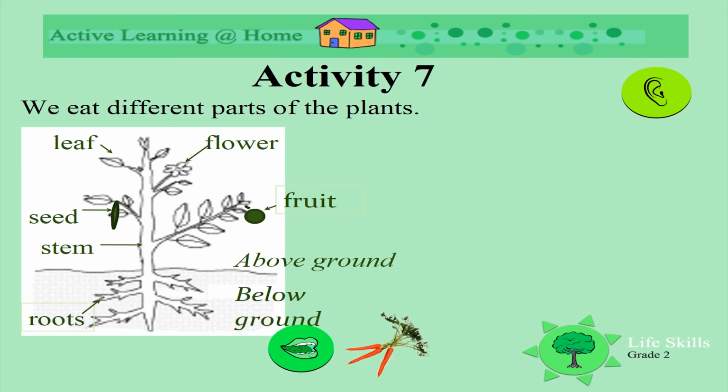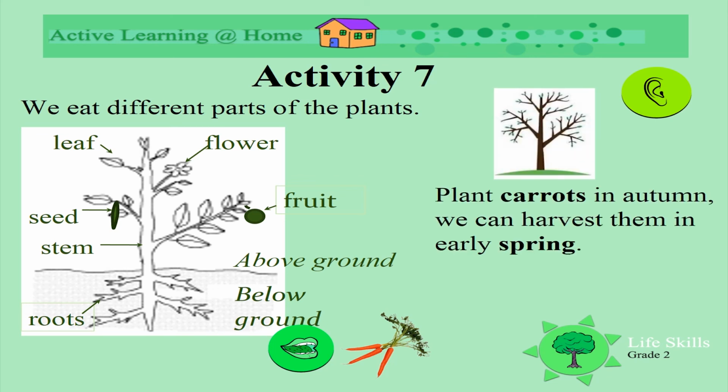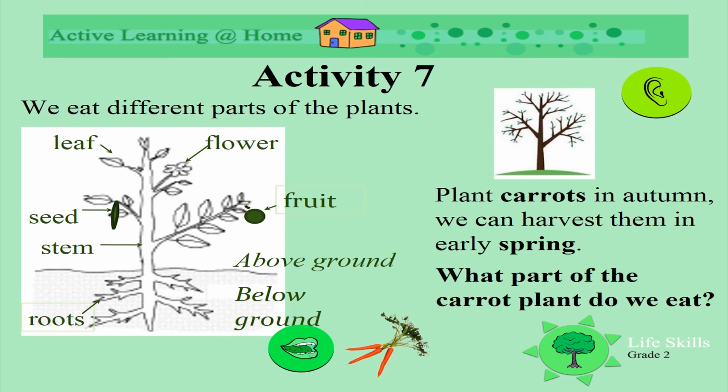Let's look at another one. What about carrots? We plant carrots in autumn and we harvest them in spring. What part of the carrot plant do we eat? The orange part of the carrot. What is that? I heard you say roots. Well done. Yes, the part of the carrot we eat is also the roots.